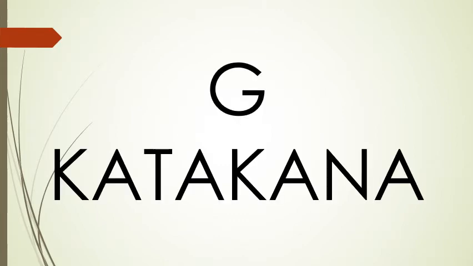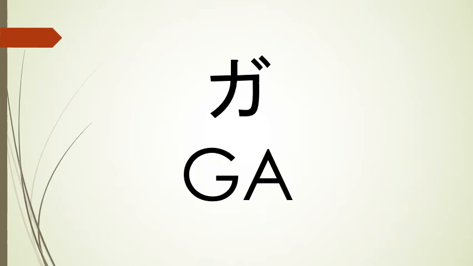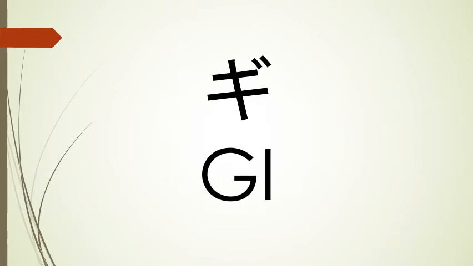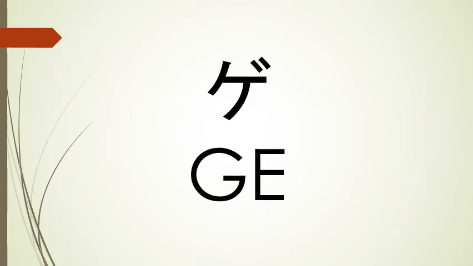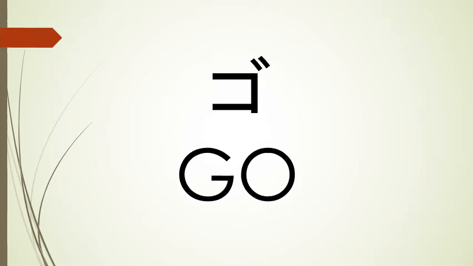All right, everyone, so now that we've learned our K katakana, we can move on to our G katakana. Now, you'll remember from our hiragana lesson that our G hiragana were just our K hiragana with our nigori or dakuten diacritic mark at the upper right of each of them. And our G katakana are going to work exactly the same way. It's just going to be our K katakana with our nigori or dakuten added to the upper right. So first we have ga, gi, gu, ge, go.